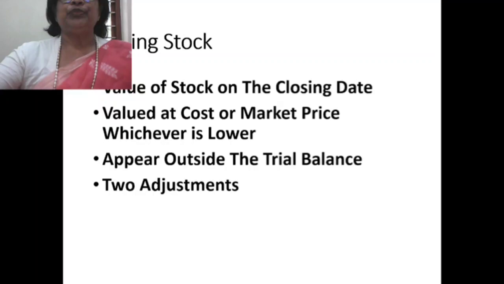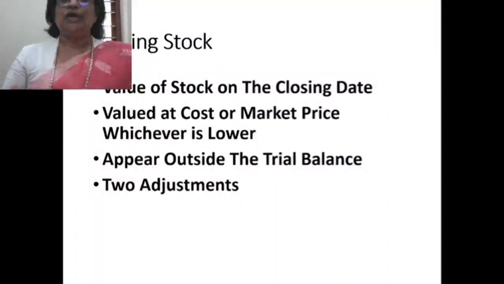So now what is closing stock? You know that closing stock is the stock on the closing date of the balance sheet. Now when is the closing date of the financial year? That is usually March 31st. Because you know that the financial year starts with April 1st and it will end on March 31st. So on March 31st they will physically count the stock and they will keep the closing stock. So it will appear outside the balance sheet or the trial balance.